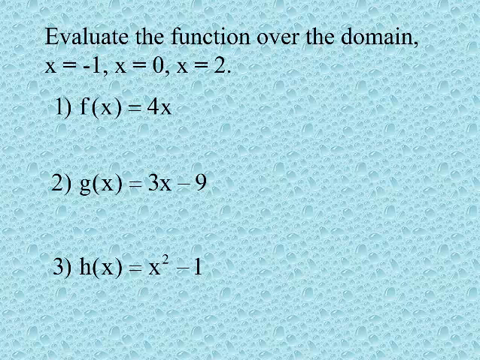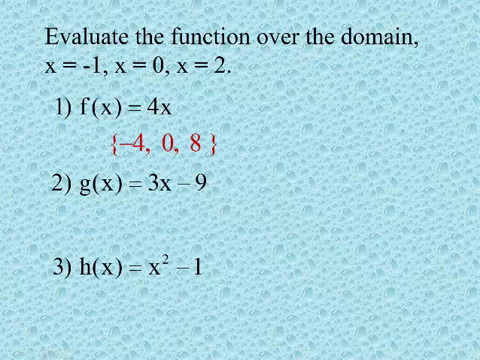All right, so let's evaluate this function over the domain, okay? So I'm telling you the domain, the inputs, is x is -1, x is 0, and x is 2. Well, f of x is equal to 4x. So what I've got to do when I say evaluate over the domain is take -1, plug it in here. Take 0, plug it in here. And take 2 and plug it in here.